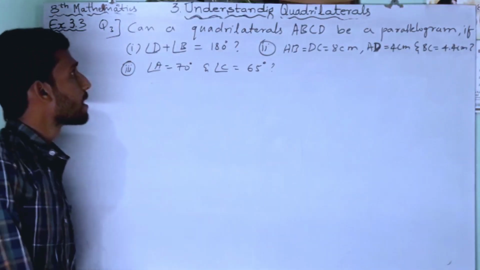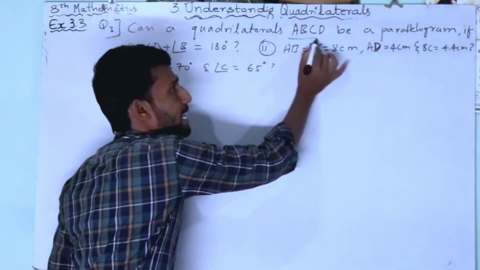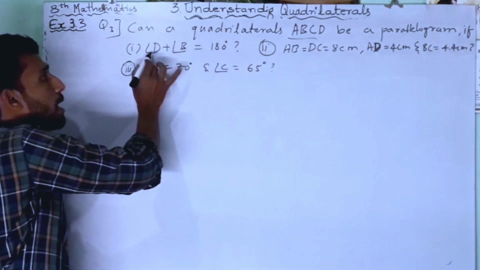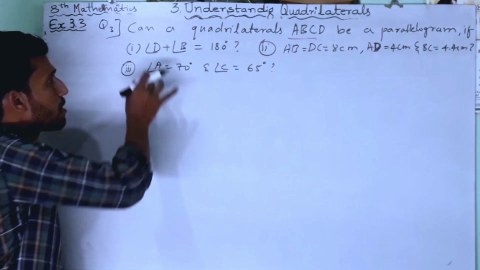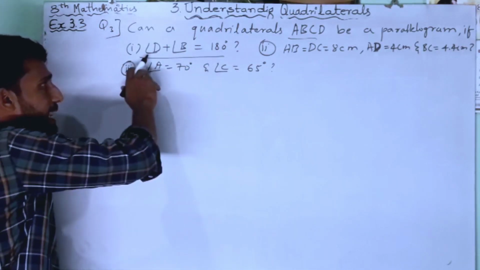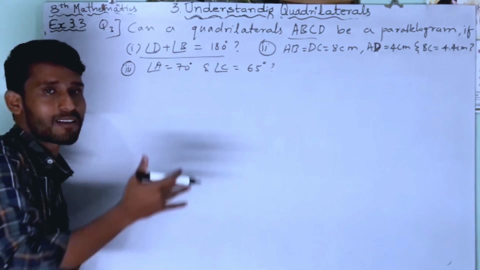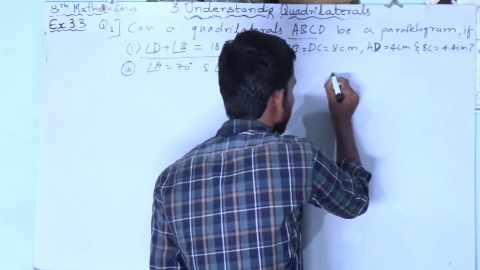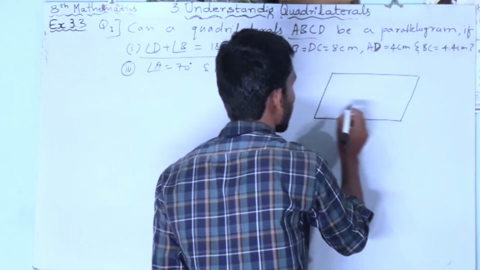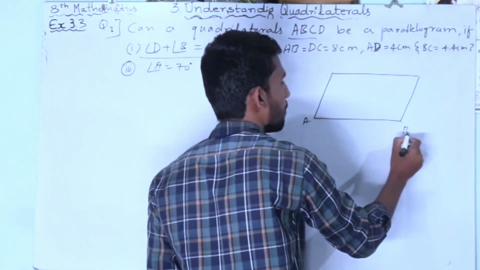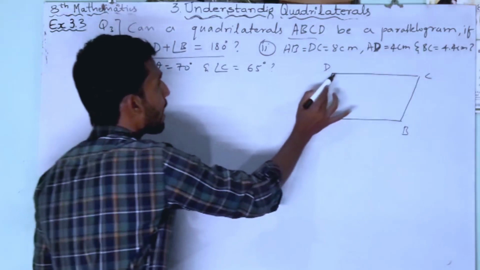Dear student, here question number 3 is given: can a quadrilateral ABCD be a parallelogram if angle D plus angle B is equal to 180 degree? Okay, first question I am taking here, angle D plus angle B is equal to 180 degree. Is it a parallelogram or not? Let us see here. See, this is one of the quadrilaterals. I will take A, B, C, D. Now, here given angle D and angle B.